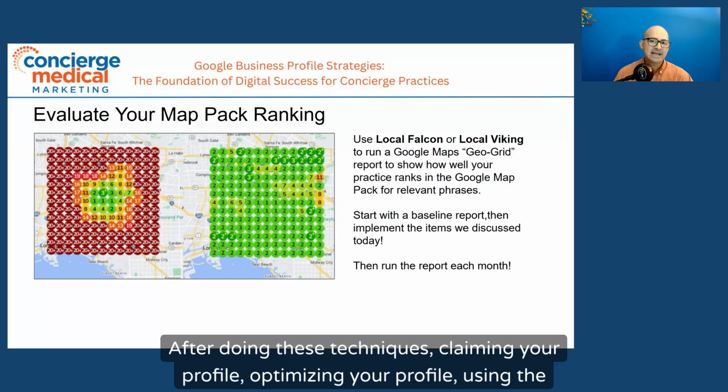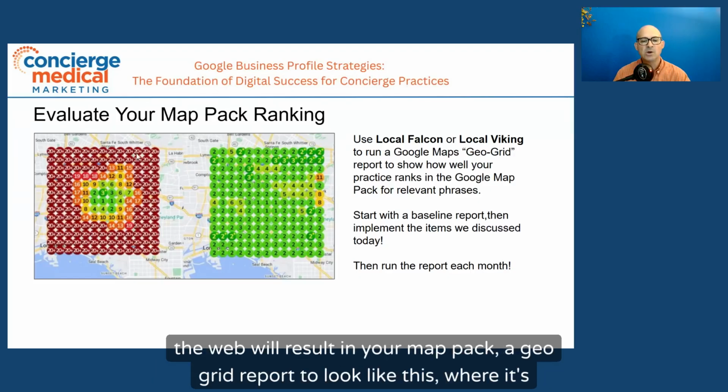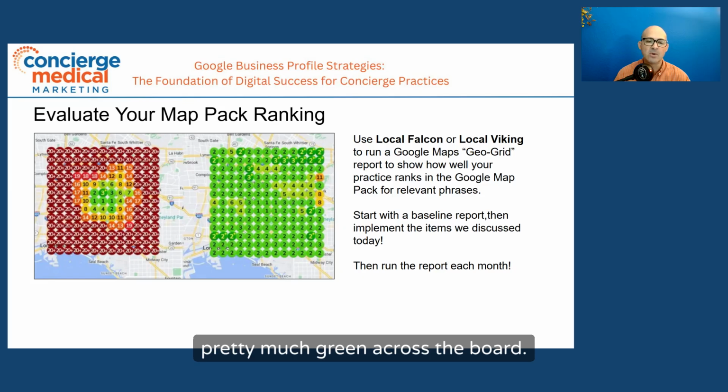After doing these techniques, claiming your profile, optimizing your profile, using the AI tools if necessary, and then syndicating it across hundreds and hundreds of places on the web, will result in your Map Pack GeoGrid report looking like this, where it's pretty much green across the board. That's what we're trying to achieve in our practices.